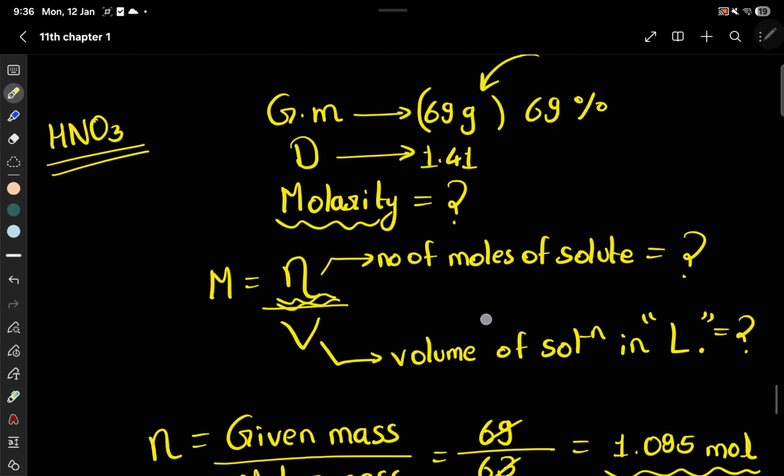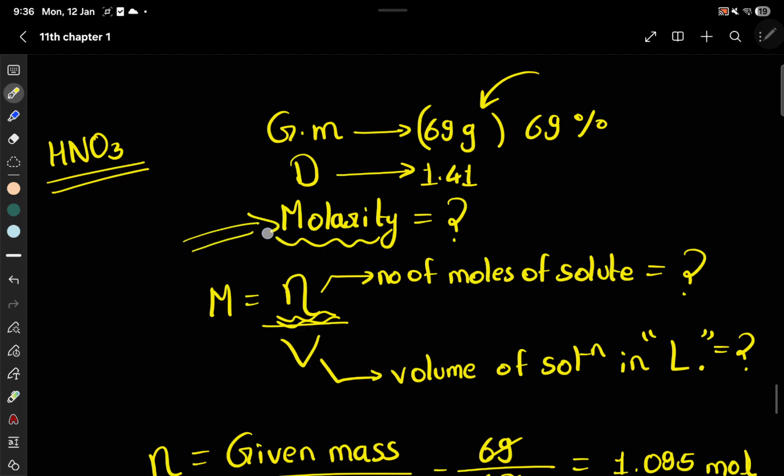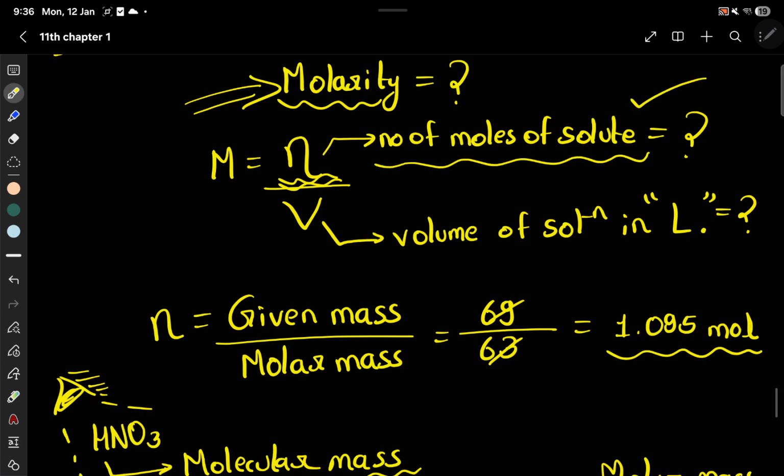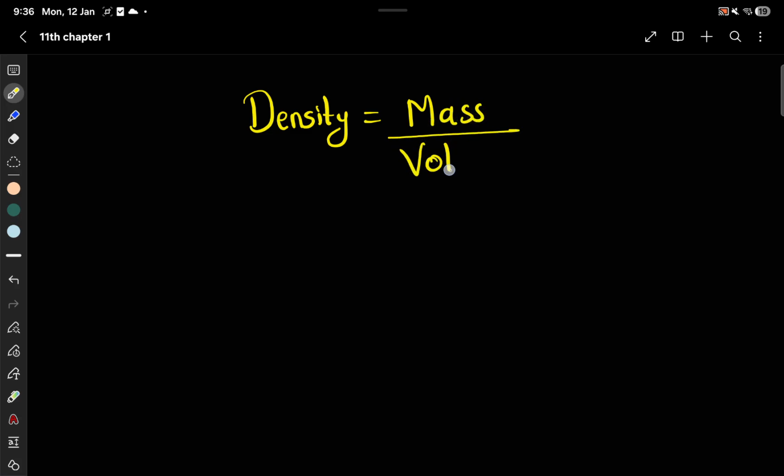So students, half of our question is clear. If you do remember, we were calculating molarity. For the calculation of molarity we needed the number of moles of solute, which we have calculated. Now what do we need? We need the denominator. It means we have to calculate the volume. For the calculation of volume, we have to recall the formula of density that we have learned in chemistry as well as in physics, that density is mass per unit volume.